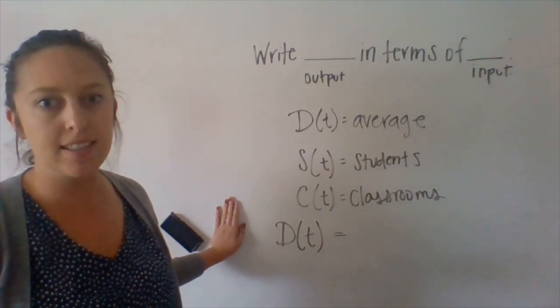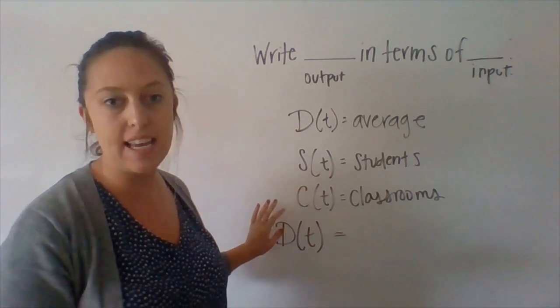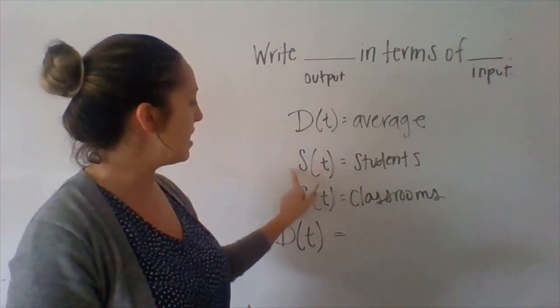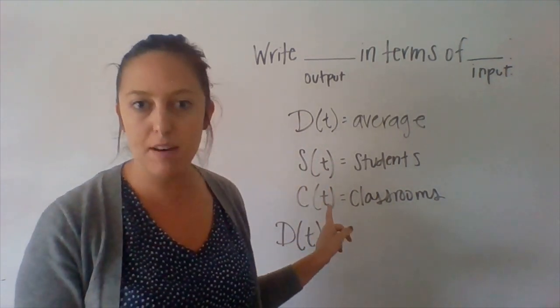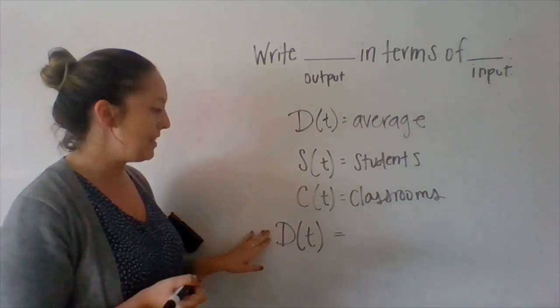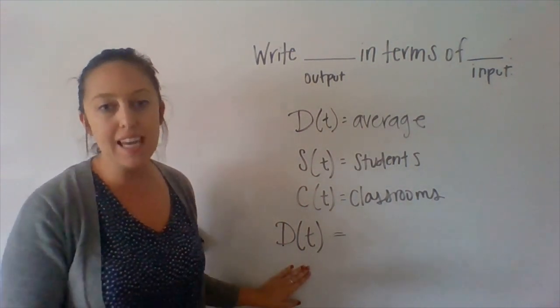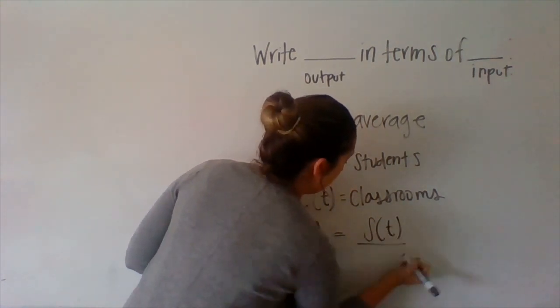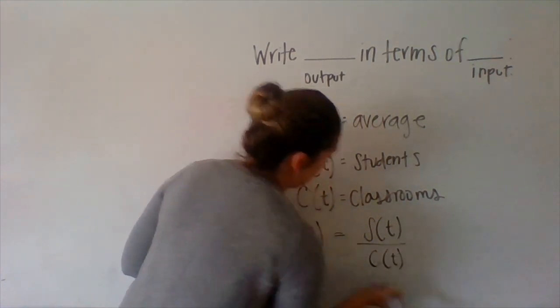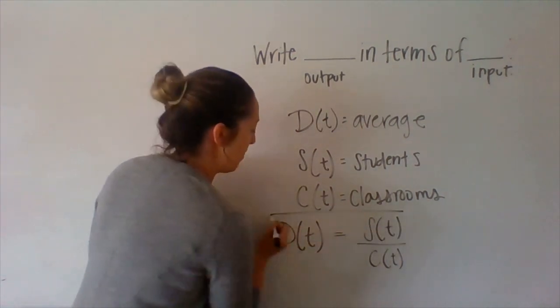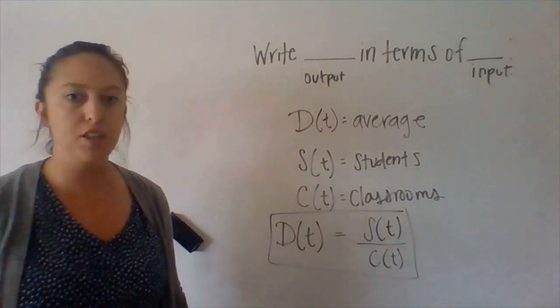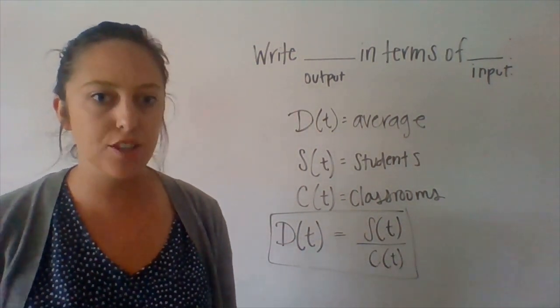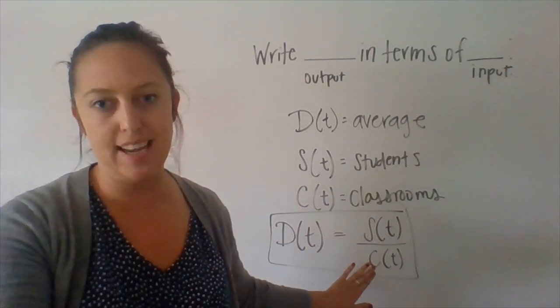Because this first part asks us to write it in terms of S of t and C of t, what that means is that these need to be the variables that are represented in my new equation. So I want d of t, my output, or the average, to equal the students, which is represented by S of t, over the classrooms, which is C of t. And that actually is my final answer. That's all that they're asking me to do for that first part when we are writing in terms of S of t and C of t.